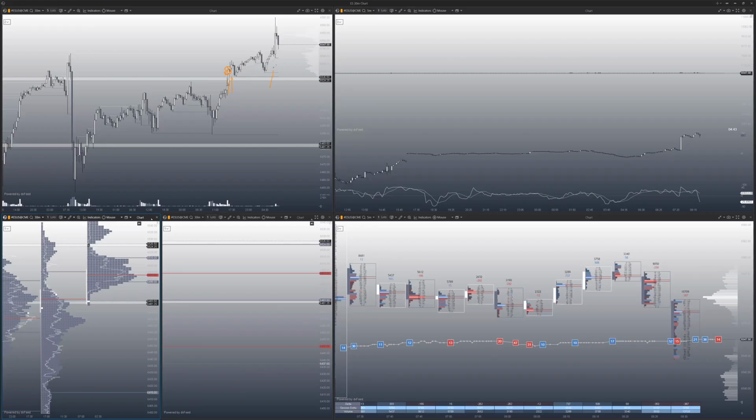If it breaks and closes inside the value, then maybe we're still in the range. And when we're still in the range, I'm only looking at the lower part of the range for the long side. The close is very important on all charts, the 1 minute entry chart, and the big picture also. If it's a close below, I'm not looking for the long.